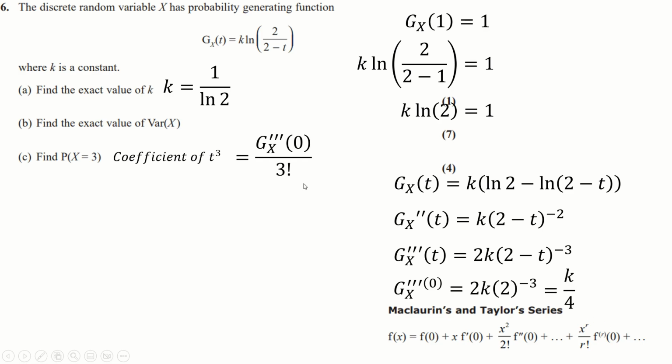Divide by 3 factorial. 3 factorial is 6. K over 4 divided by 6 is k over 24. K is 1 over log 2, so that would be 1 over 24 log 2.